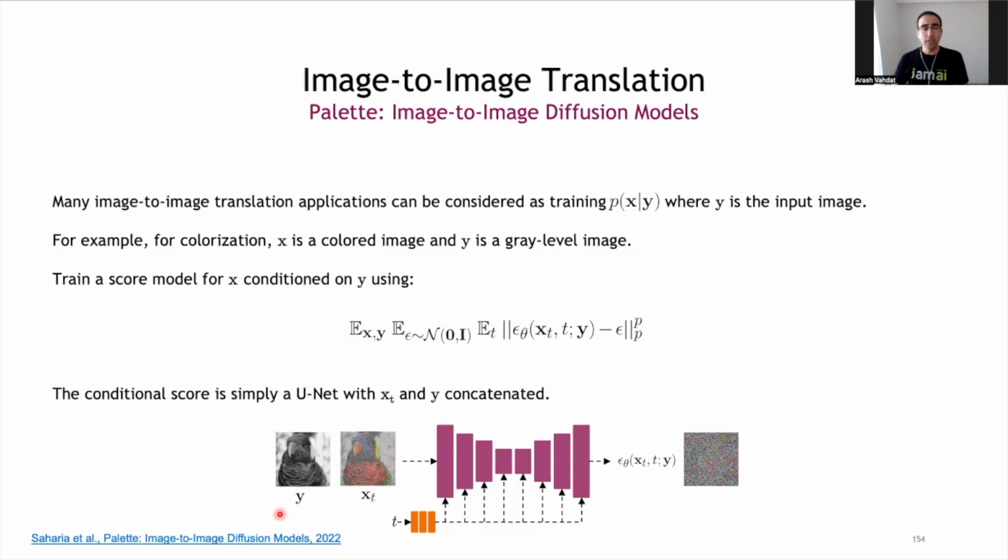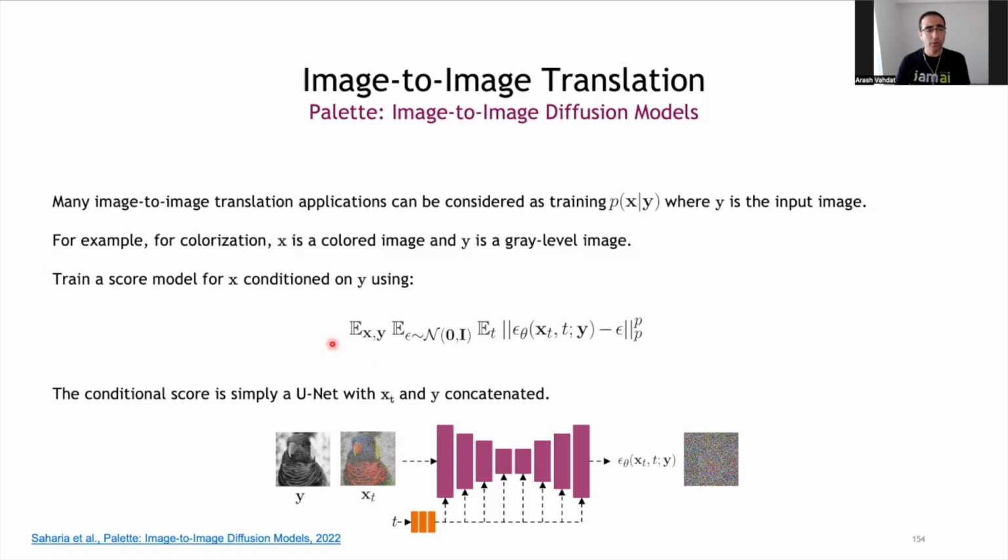Another work that I'd like to mention is called Palette: image-to-image diffusion models. This paper is also proposed by the same authors as the previous method. So the lead author is Saharia et al. Similar to super resolution, many image-to-image translation applications can be considered as training a conditional model x given y, where y is the input image. For example, if you consider a colorization problem, x is the output color image and y is the gray level input image.